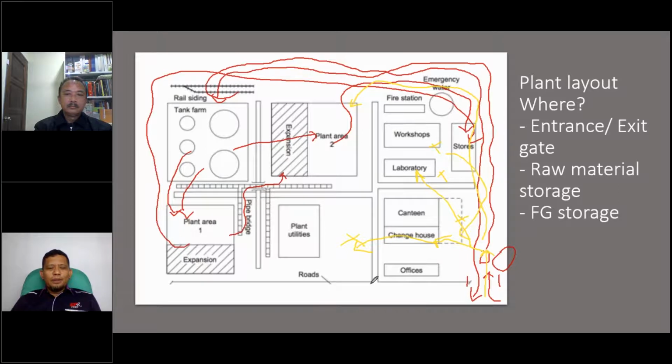So it looks like we need to do something with this layout. If we can, if we cannot, then we have to think back. Maybe we have to relocate the entrance, because to relocate the tank farm is going to be expensive. To relocate the store is not that expensive. Maybe it's feasible to relocate the canteen, change house, workshop, plant utilities, maybe it's more feasible. So how can we do that?